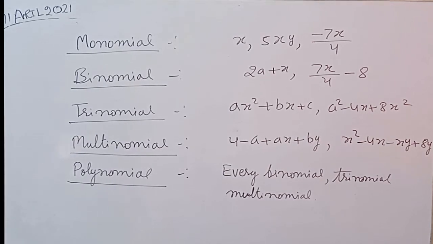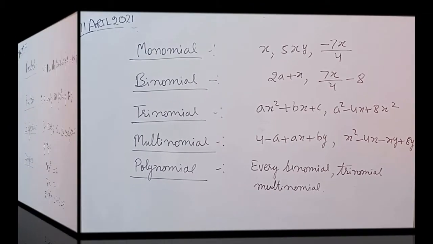Now we have multinomial: 4 minus a plus ax plus by, x square minus 4x minus xy plus 8y. What is multinomial? Having more than three terms is known as multinomial. Polynomial has two or more than two terms, or we can say every binomial, trinomial, multinomial is known as a polynomial. Now we will study the product.